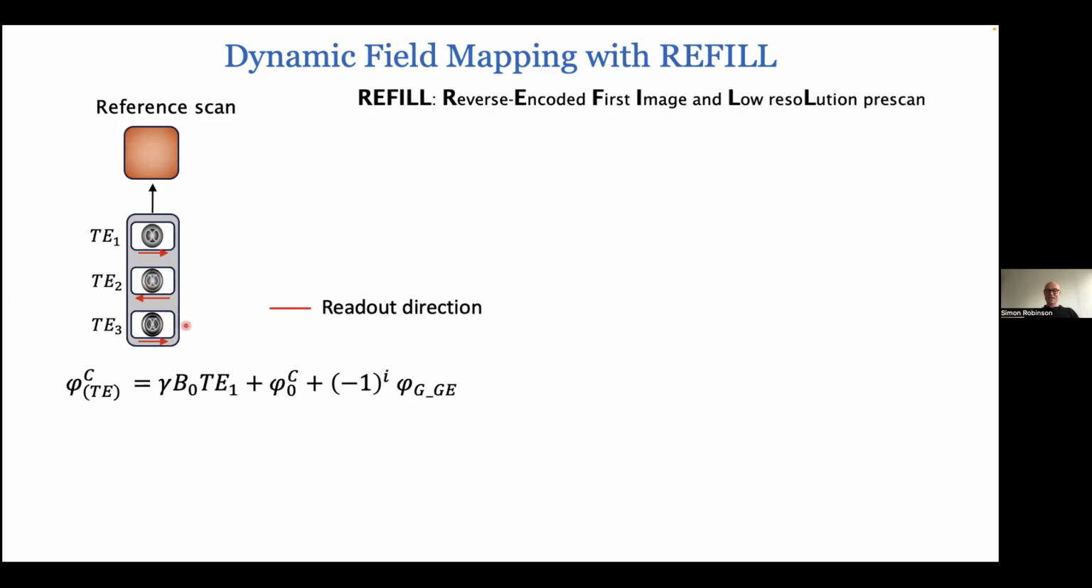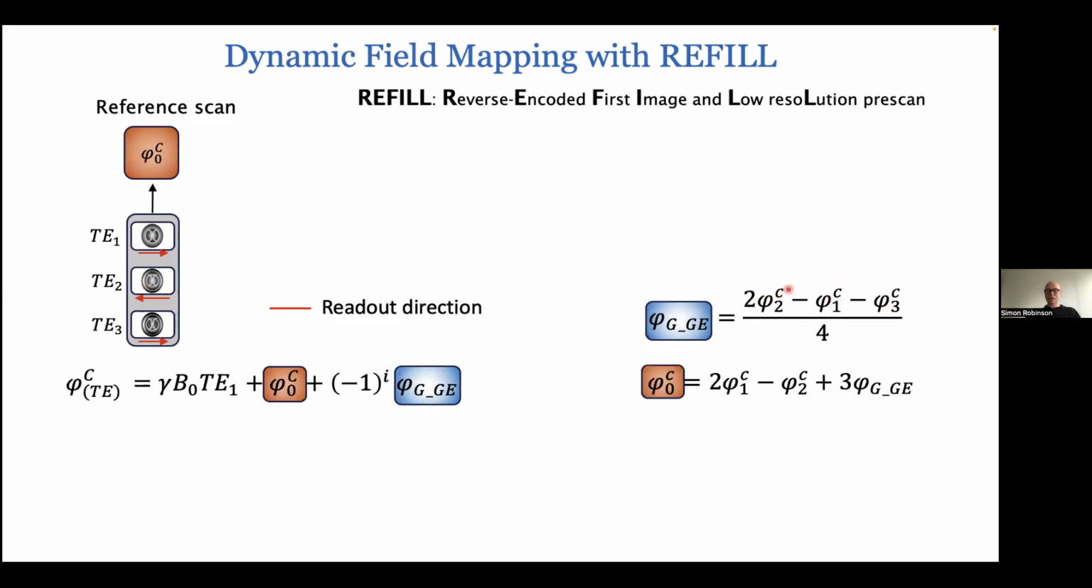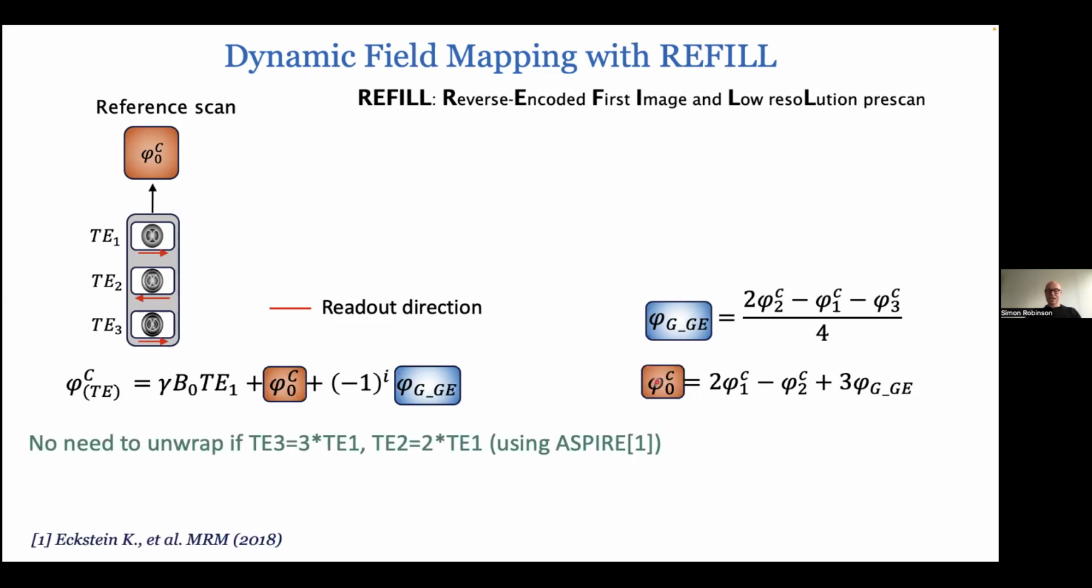And if you look at it then in this method we're calling refill, reverse encoded image and low resolution pre-scan, which is a kind of refill sort of nod to top up. And then we see that this readout gradient in the gradient echo data can be calculated by combining these phase values from the 3 different echo times, which allows us then to calculate the phase offsets independent of these readout gradients.